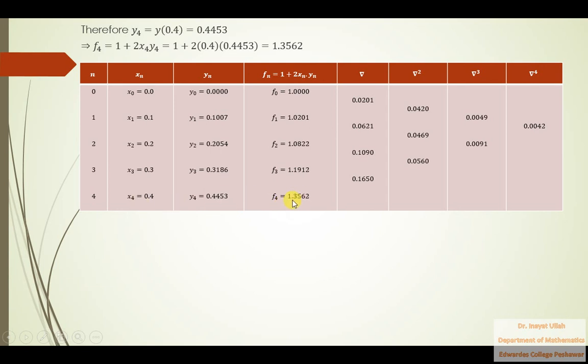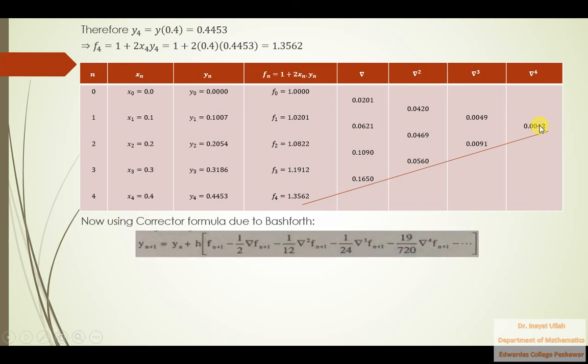For these additional values, find the differences. This minus this is that, this minus this is that, this minus this is that, and this minus this is that. So this is a new difference table. You see that this is f4, so that will be nabla f4, nabla square f4, nabla cube f4, nabla 4 f4.